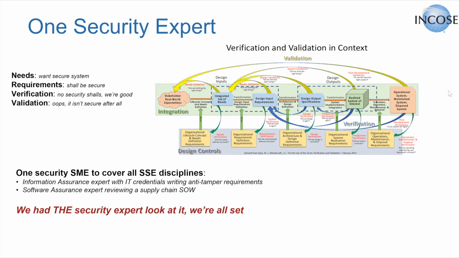Another anti-pattern is when we invite one security expert to represent every aspect of system security. So this is where we bring in an information assurance expert. That's somebody from IT who has all these IT credentials, and IT has many of them. And then we ask them to write anti-tamper requirements. Or we have a software assurance expert and they're reviewing a supply chain statement of work. Well, we had the security expert look at it, we're all set. There's many aspects of security.